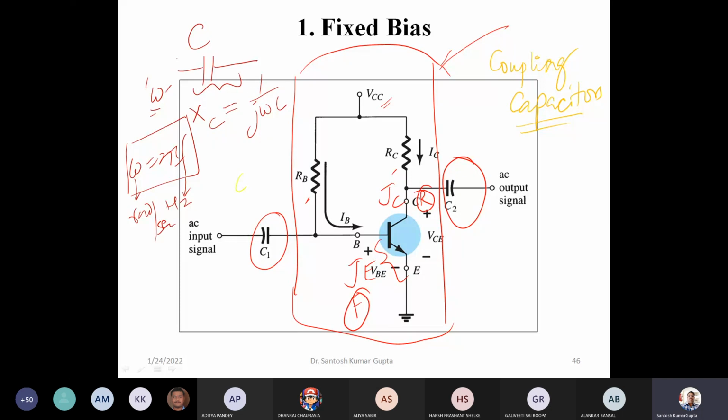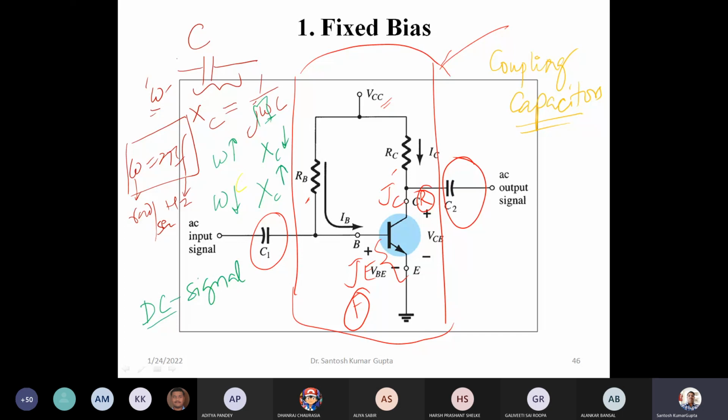Okay, so we can see in this expression here that omega is coming in the denominator here. So as omega increases, then Xc decreases, and vice versa. If omega decreases, then Xc increases.